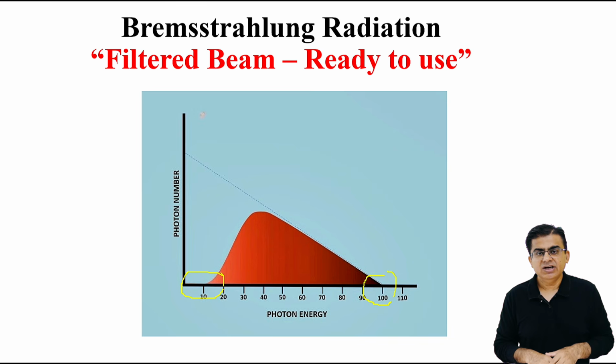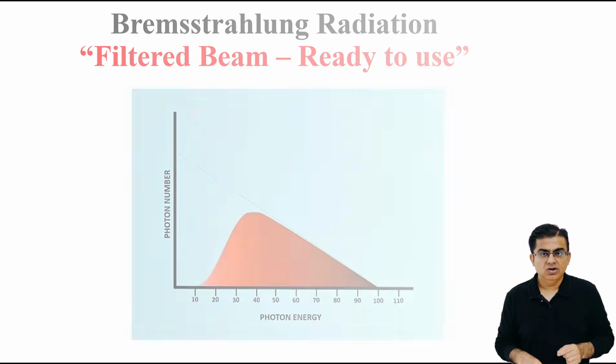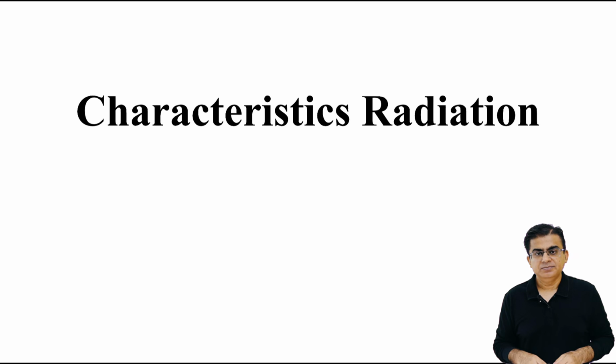With this, I finish our discussion on Bremsstrahlung radiation. In my next slides, I will introduce you to our second major mechanism of X-ray production, which is called characteristic radiation.